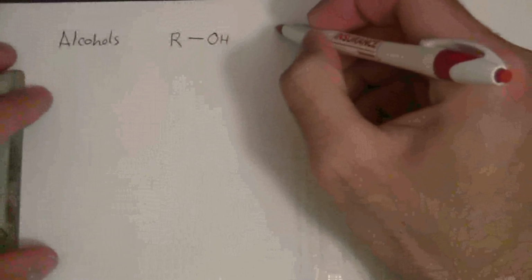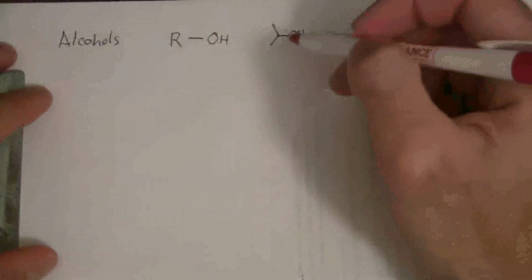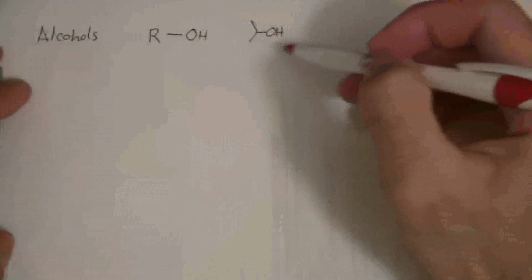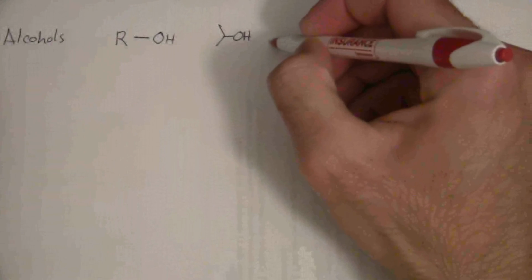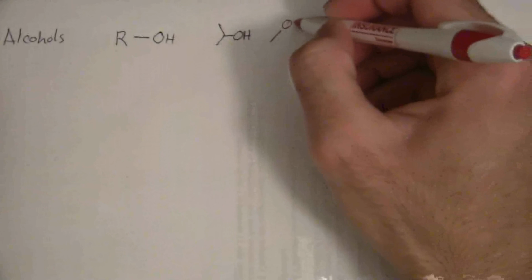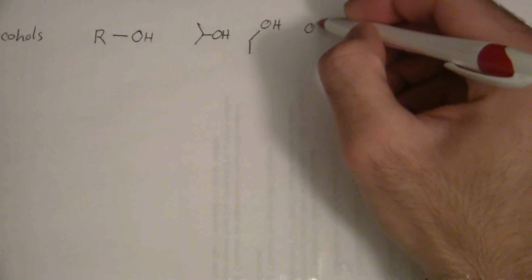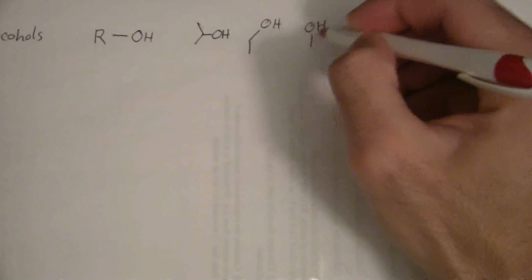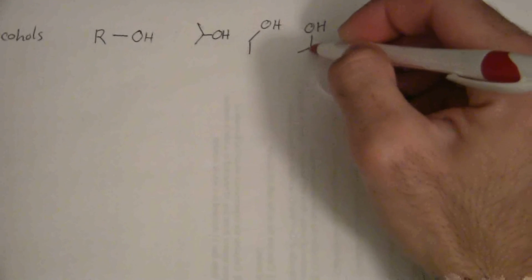And we saw some examples, like isopropanol or 2-propanol, where the alcohol is on the second carbon. We also saw the case of ethanol, right? This ethanol would look like that. And there are many other types of alcohols. They all have that OH bonded to carbon.